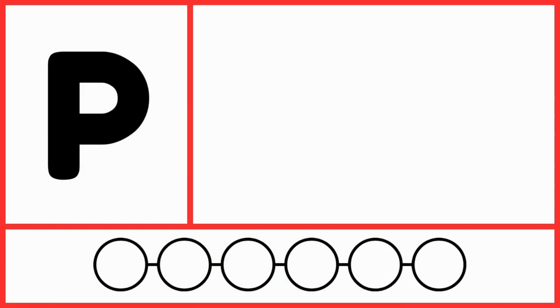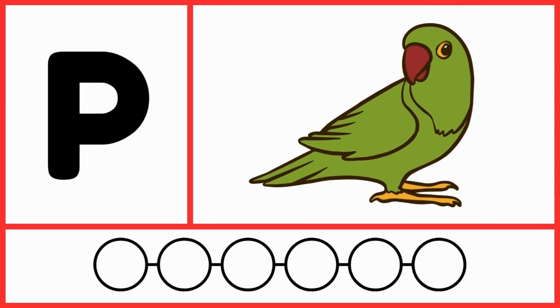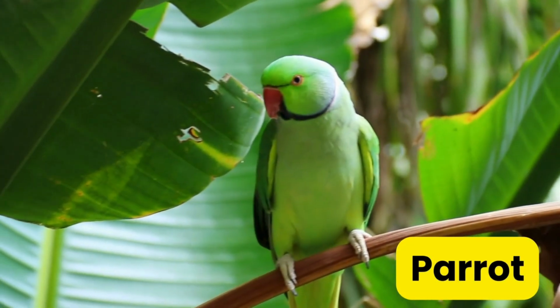P. P is for parrot. Let's spell it. P, A, R, R, O, T. P is for parrot. Parrot.